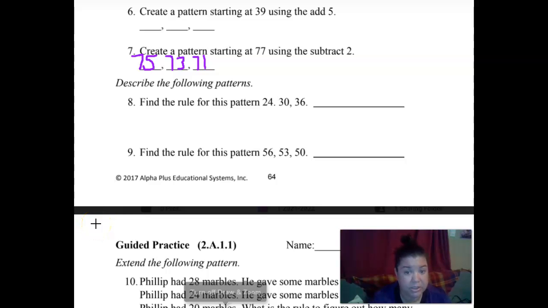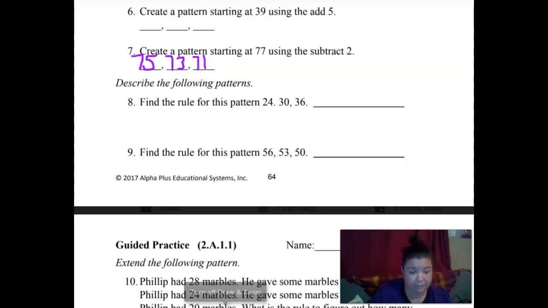Okay, check your answer. We start at 77 and we're subtracting 2. 77 minus 2 is 75. 75 minus 2 is 73. 73 minus 2 is 71. Okay, good. So let's look at the next 2.